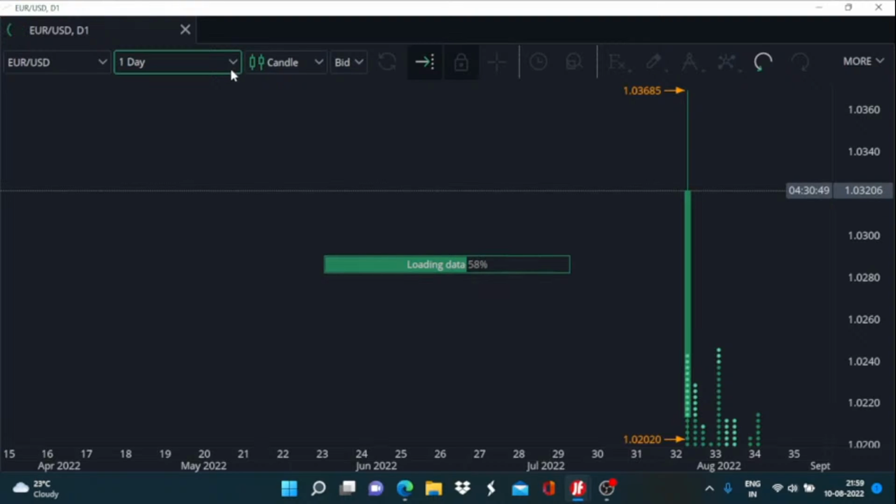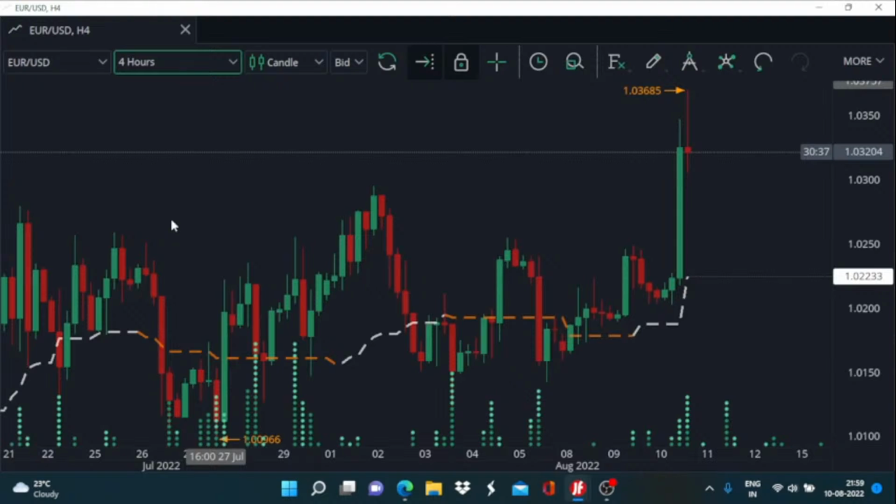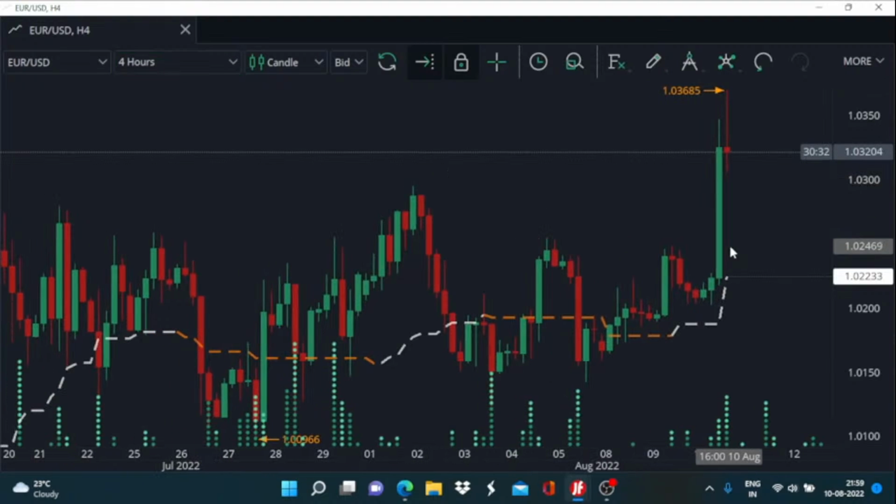It is taking some time for this chart to load up, I think because the net is slow or something like that. Let's see. All right, 4 hour has been plotted quite quickly.